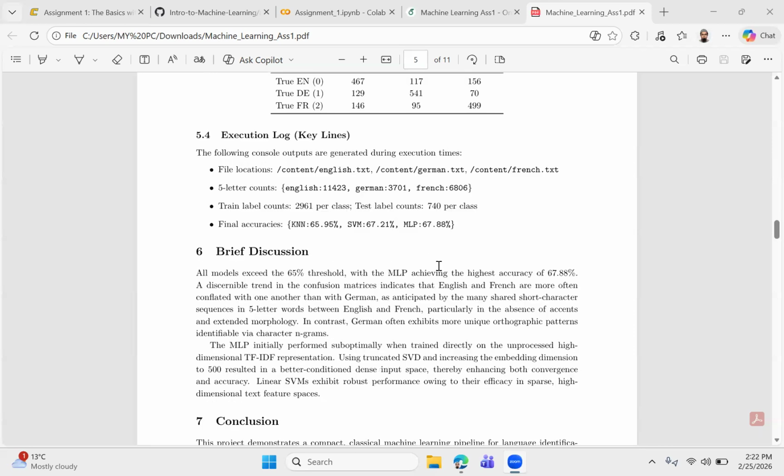For error analysis and conclusion, most errors occur between English and French because they share many similar short character patterns. German is a little more distinctive in orthography, so it's often easier to separate. In conclusion, I would say char n-grams plus linear SVM is a strong baseline. Adding SVD makes MLP competitive and best in this run.